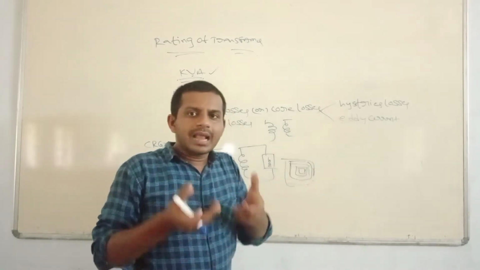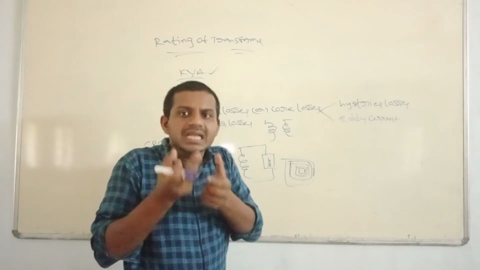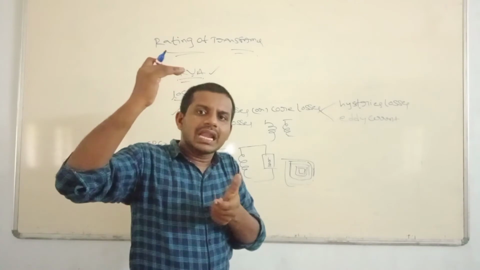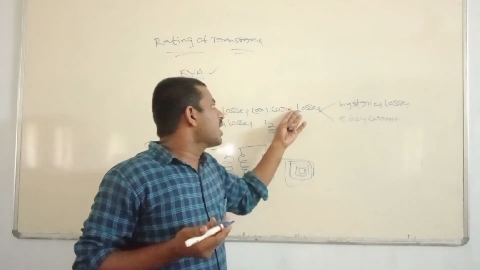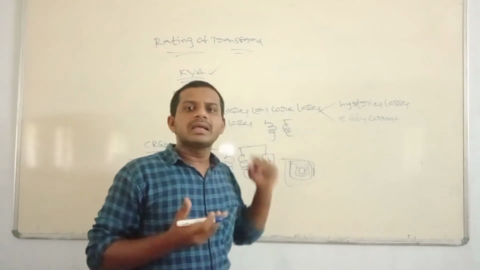The transformer iron material has a hysteresis coefficient. If the hysteresis coefficient of the material is at a higher level, then automatically the losses will be very high. Then automatically the hysteresis losses are high in that particular core material.